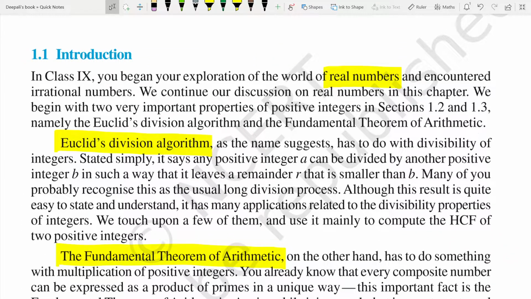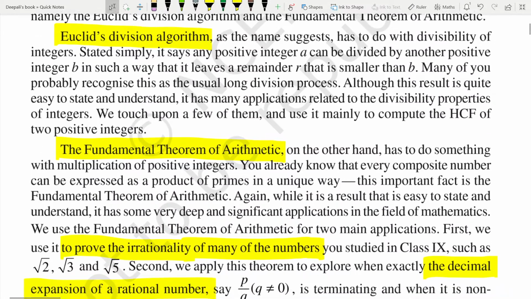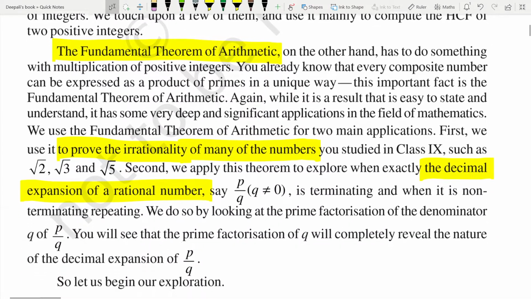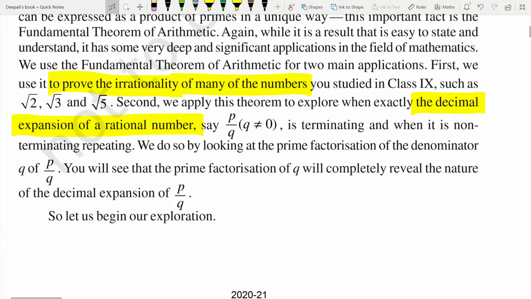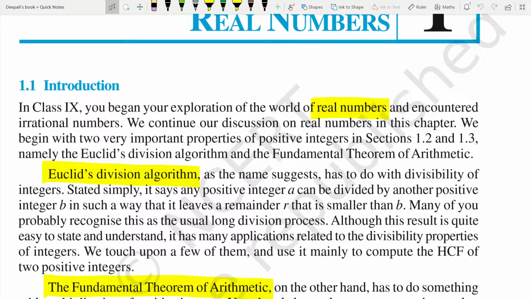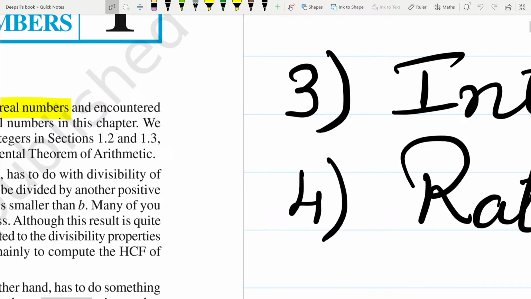In this chapter, we are going to study real numbers, Euclid's division algorithm, the fundamental theorem of arithmetic, how to prove the irrationality of many numbers, and the decimal expansion of rational numbers. To understand the first part, real numbers, we need to revisit certain concepts which we have already studied in our lower classes. Let us see what that is.